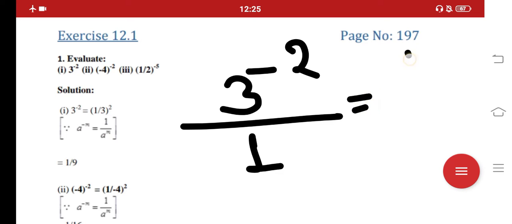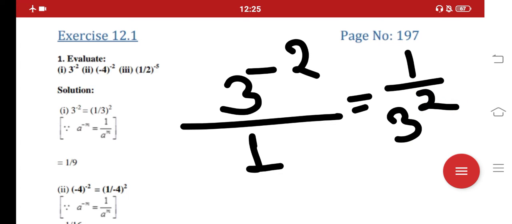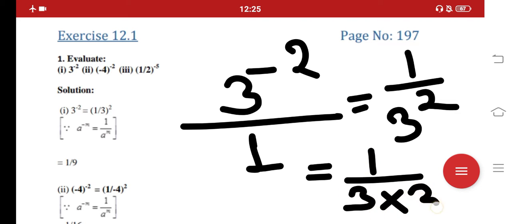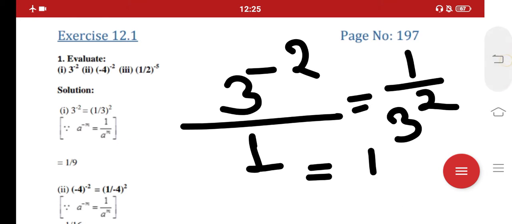So it will turn into 1 upon 3 to the power 2. See here, denominator will become numerator and numerator will become denominator, and the negative sign simply turns into positive sign. Now 3 to the power 2 means 3 multiplied how many times? 2 times 3. So 3 3s are how much? 9. So at last our answer is 1 by 9. So this is how you can apply this type of formula. See, all the options are having the same format.